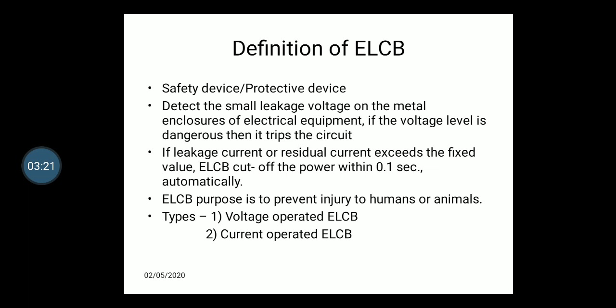There are two types of earth leakage circuit breakers. Some are voltage operated earth leakage circuit breakers, which are basically called ELCB. That means whenever we say earth leakage circuit breaker, it is actually a voltage operated earth leakage circuit breaker. And there are some current operated circuit breakers which are called residual current circuit breakers. That means the current operated earth leakage circuit breakers are called RCCB or RCB.